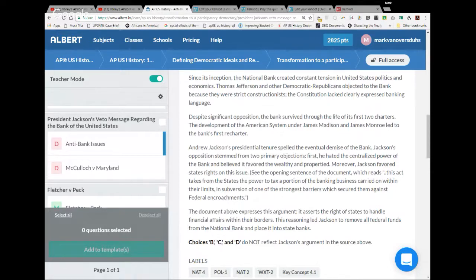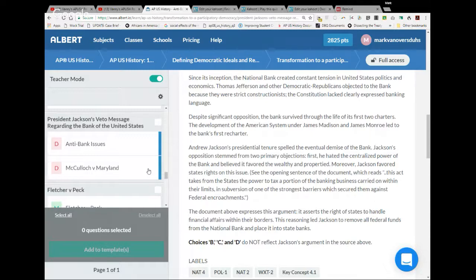The document expresses this argument. It asserts the rights of the state to handle financial affairs within their borders. This reasoning led Jackson to remove all federal funds from the national bank and place it into state banks. Because McCulloch versus Maryland said you can't tax the federal bank, and that's the right of the states, so I'm going to veto it. I'm going to take the money, and I'm going to put it in the state banks, and I'm going to cause major financial disarray. Of course, he didn't think he was going to do that, but that's what happened. So, nice.